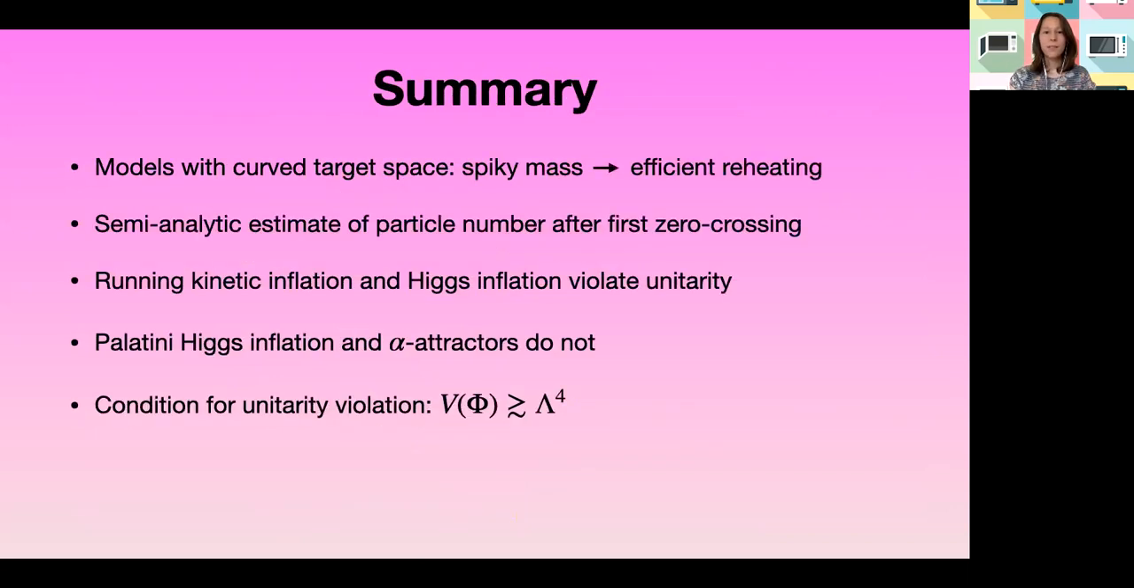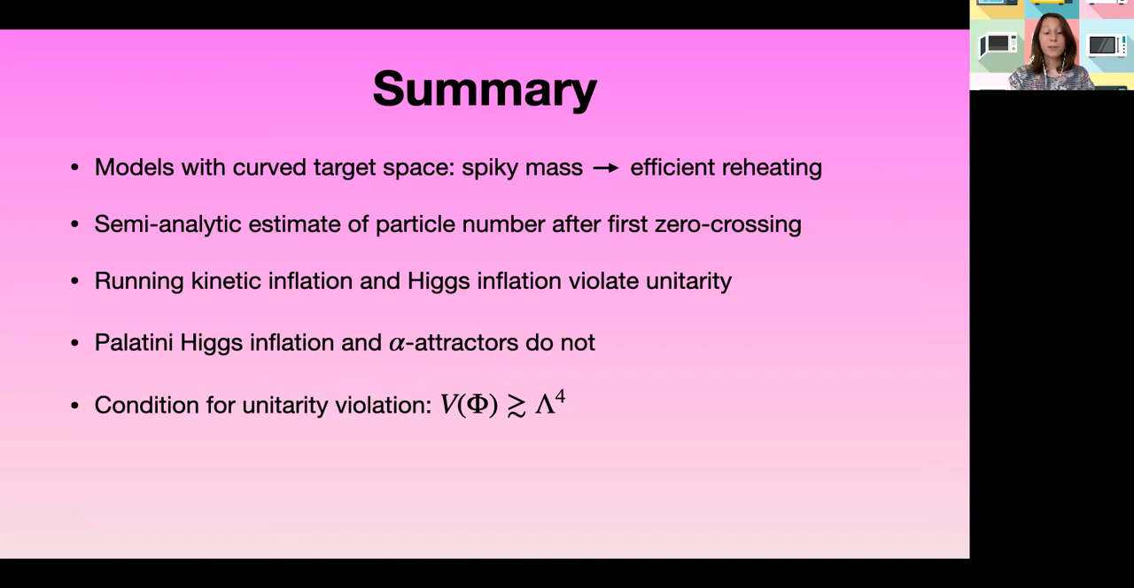So this explains why unitarity is violated in the first two models, but not in the latter two. This brings me to my summary. I've shown that there are models with a curved target space, and they typically have a spiky mass term for the isocurvature mode, which leads to very efficient reheating. I've then demonstrated a semi-analytic approximation for the particle number after the first zero crossing, which turned out to be a very good description of the particle number. Then I demonstrated that running kinetic inflation and Higgs inflation have a violation of unitarity for certain choices of the parameters, but Palatini Higgs inflation and α-attractors do not show any violation of unitarity.